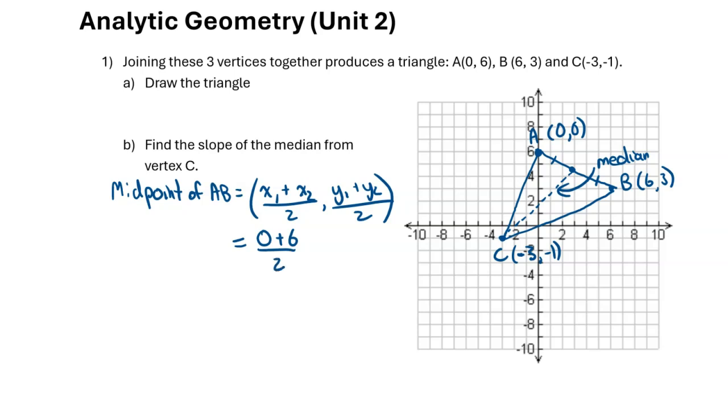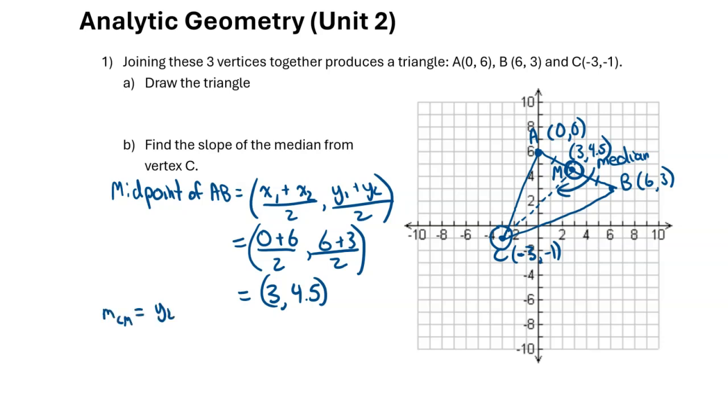And so the x value of A was 0, the x value of B was 6. Do the same thing with the y values. And then 0 plus 6 divided by 2 gives me 3. 6 plus 3 is 9, divided by 2 gives me 4.5. So the midpoint is (3, 4.5). So what we're going to do now is label that as point M. And we're going to note that now we're finding the slope between those 2 points, from C up to M there on the graph.